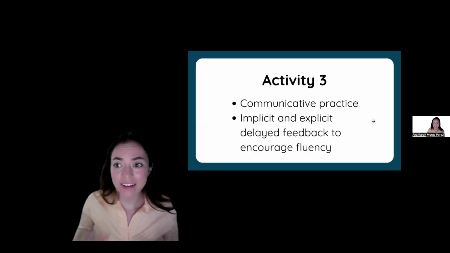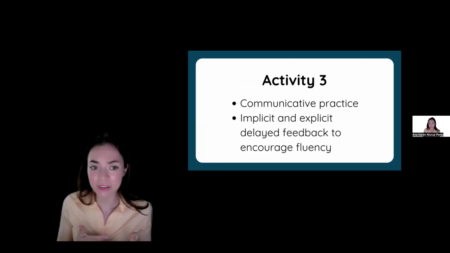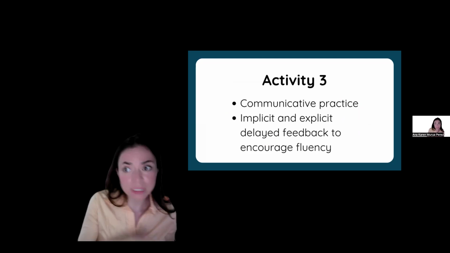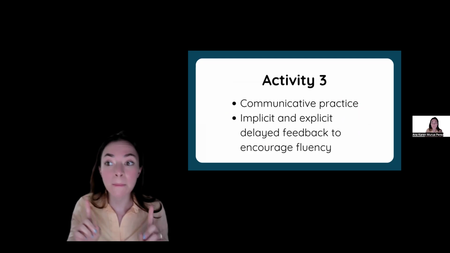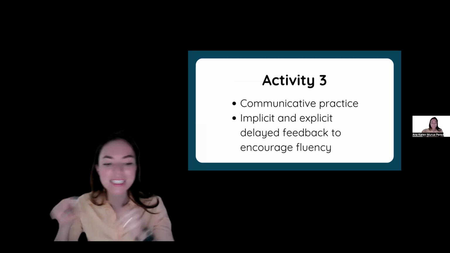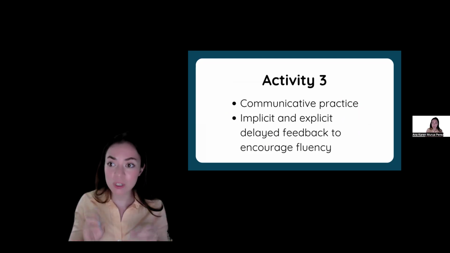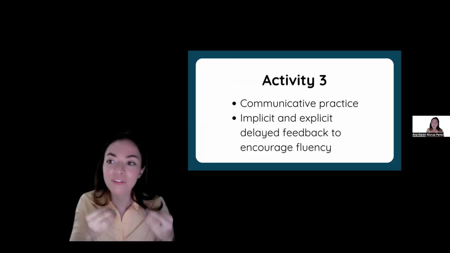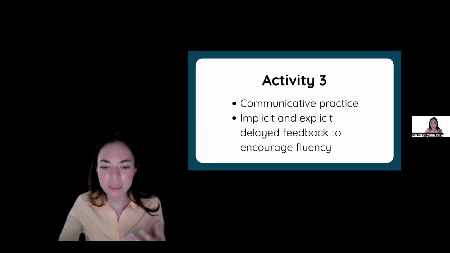The last and final activity is a communicative practice activity. Here, I would provide either implicit or explicit feedback to students, but this feedback would be delayed feedback to allow my students to practice on fluency and give them a little bit more confidence.